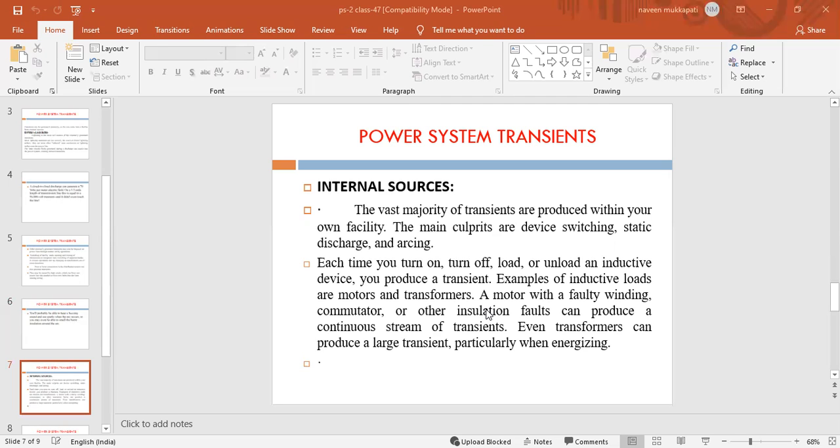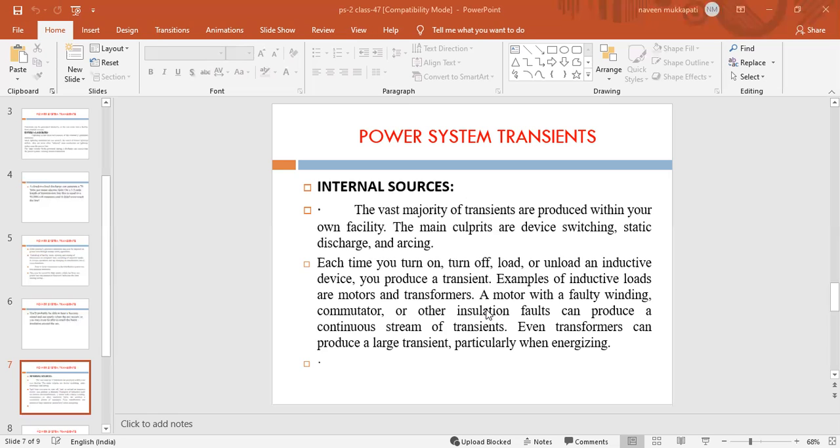The vast majority of transients are produced within the facilities, by the main collector and devices switching, starting, and arcing. Due to these internal sources, that means resonance, internal insulation failures and arcing switching operations, some transients are developed.